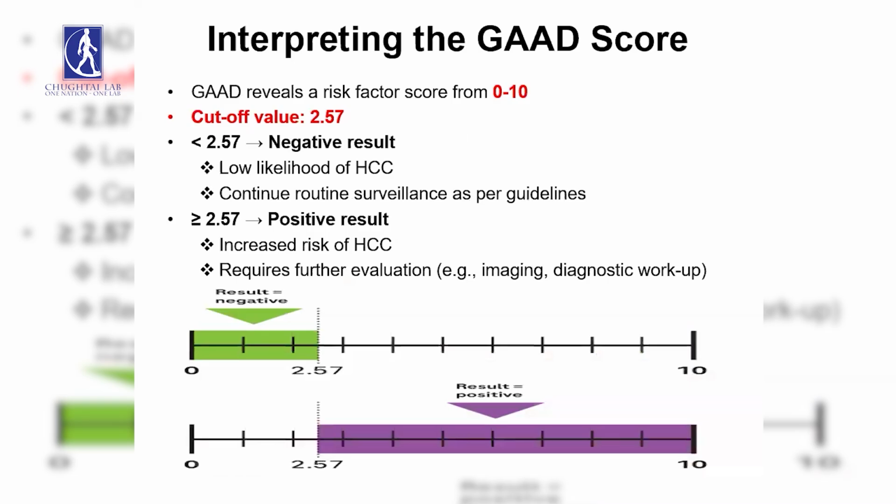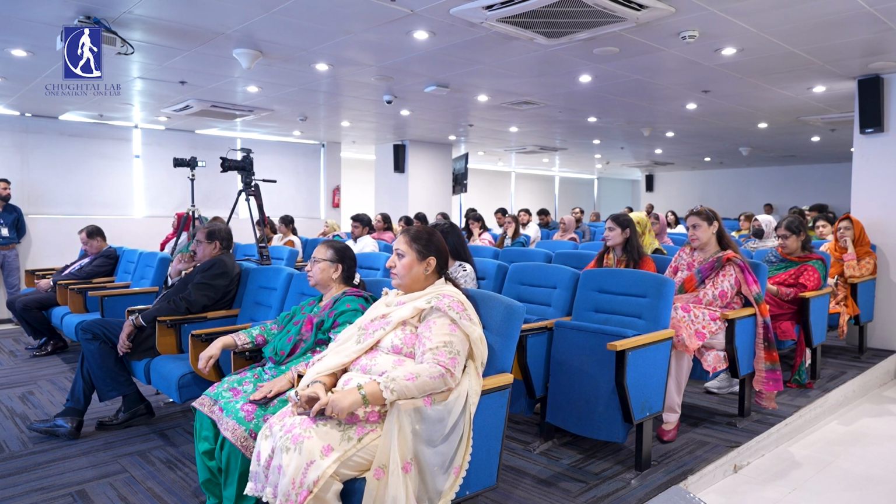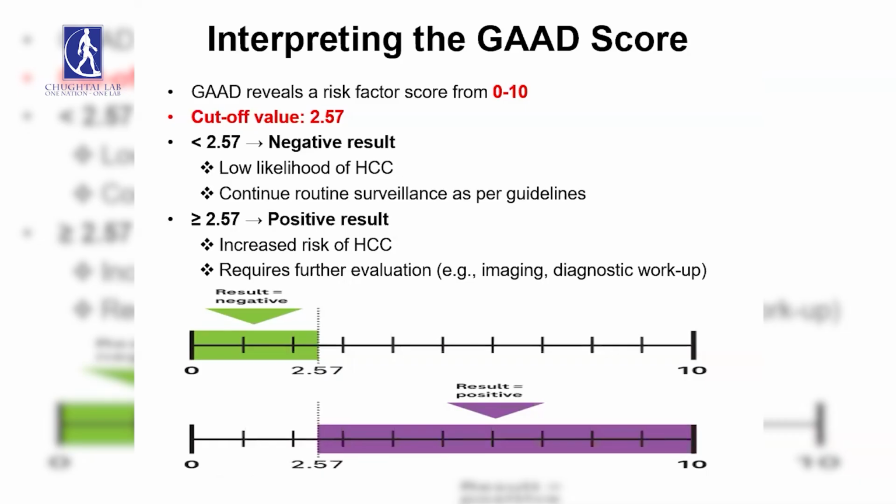Now, interpreting the GAAD score. It has a cutoff value of 2.57. Less than 2.57 is considered a negative result, in which there is a low likelihood of hepatocellular carcinoma, and the next step is continuing routine surveillance as per guidelines. If it is equal to or greater than 2.57, it is considered a positive result, and there is an increased risk of hepatocellular carcinoma, requiring further evaluation like imaging or diagnostic workup.